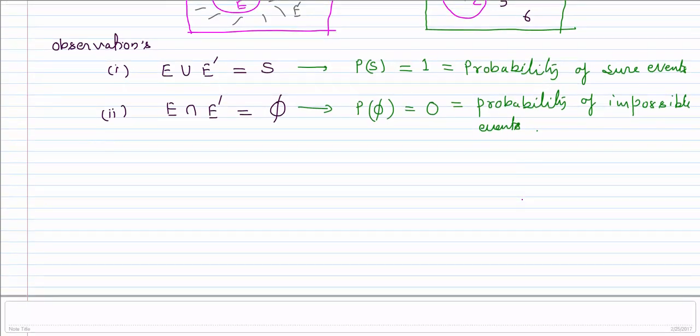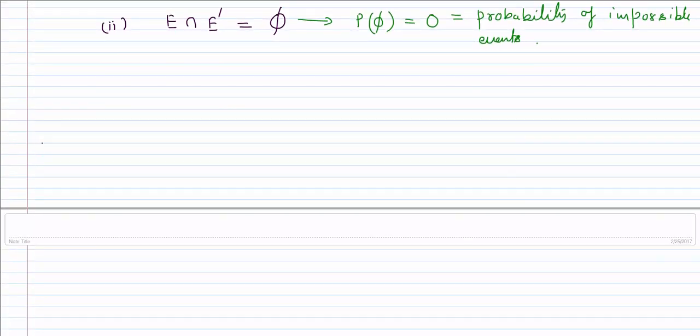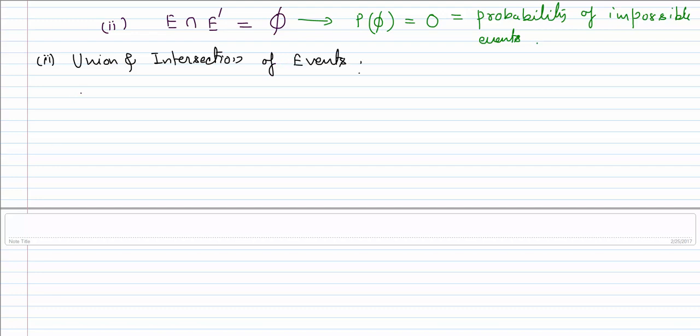So next topic we have here, that is union and intersection of events. What is it? This is very similar to set theory. The event A or B, where A and B are two events. So A or B, union of events A and B, is denoted as A union B.